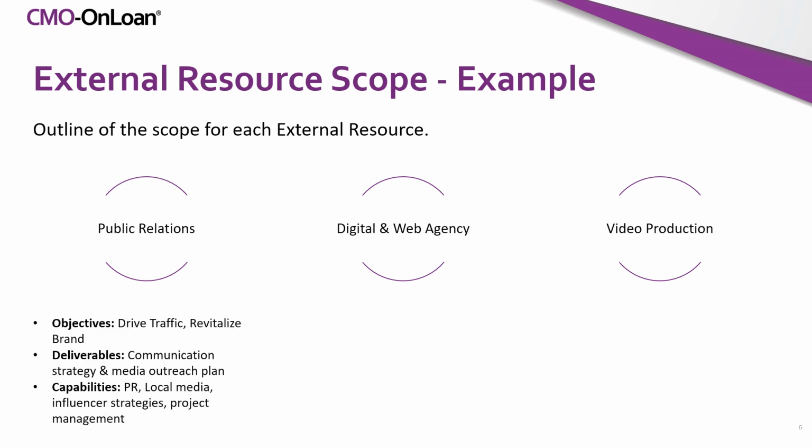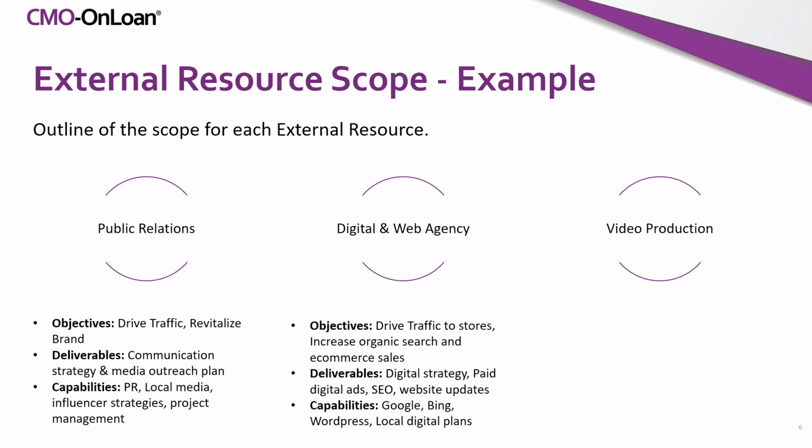So here's our example. For public relations, we needed it to drive traffic and revitalize the brand. We need a communication strategy and an outreach strategy plan. We need more of that, but this is just an example for today. Some of the capabilities, we definitely needed them to know how to do local media, influencer strategies, and project management. For the digital and web, what we really needed was for them to drive traffic to the stores, increase organic search and e-commerce sales. And so those deliverables you'll see: a digital strategy, digital ads, SEO and website updates. And then some of the capabilities we needed to make sure they knew we could handle some of these things.